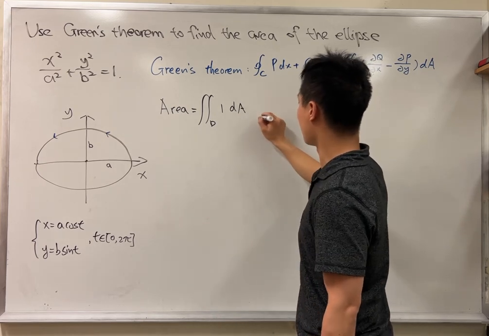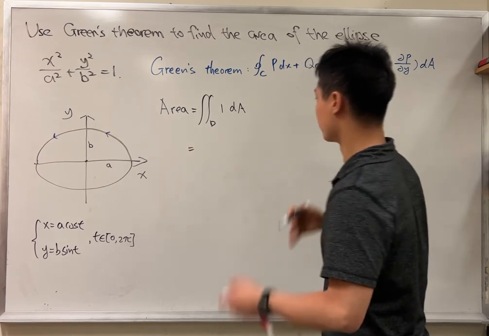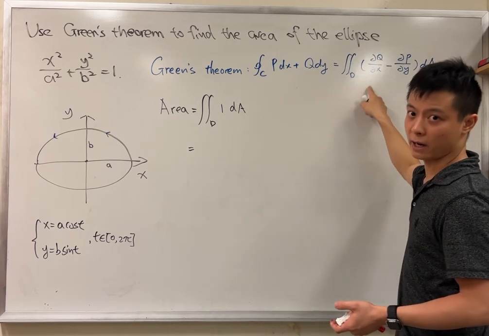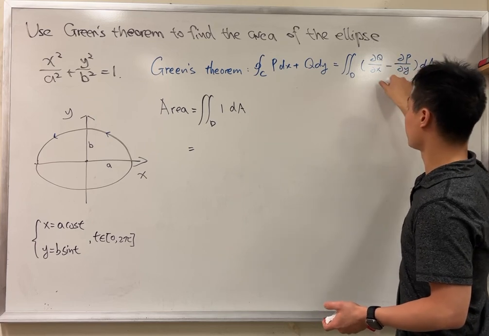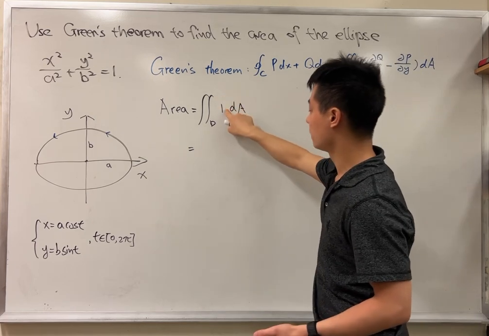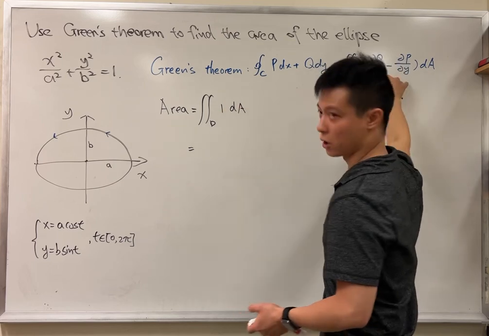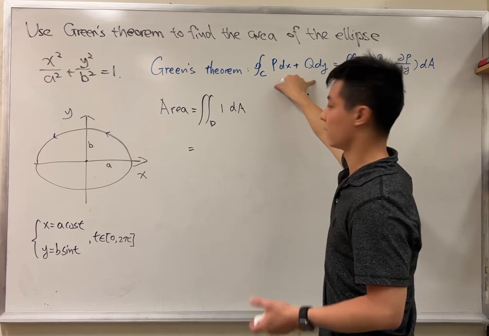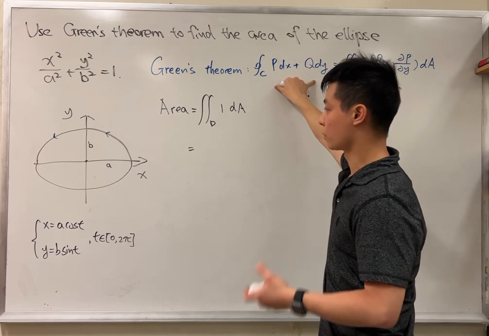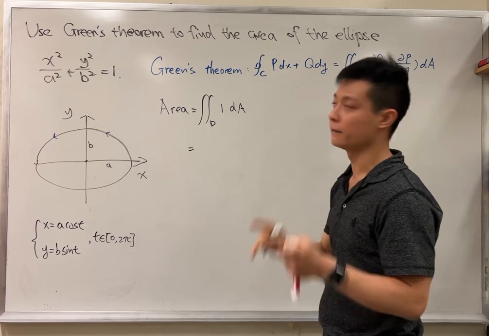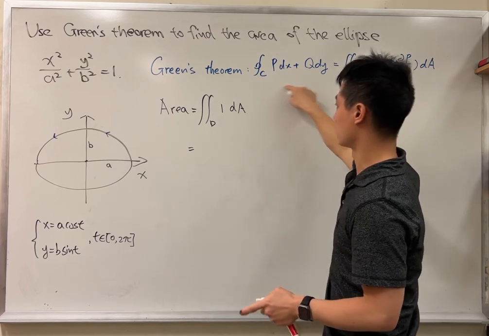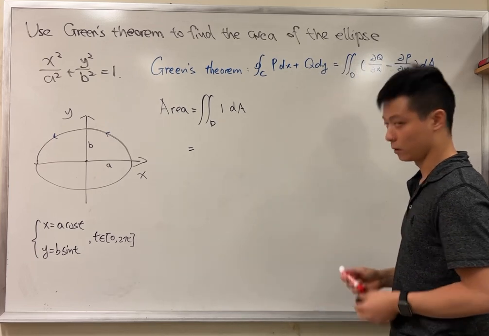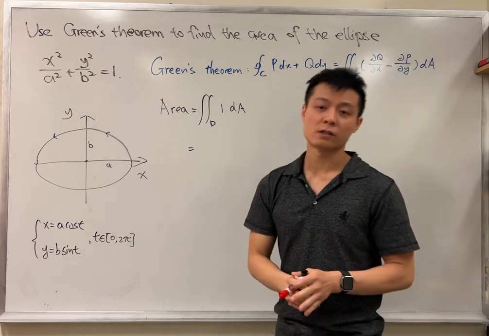Okay, and then our idea is that we want to construct two functions P and Q such that partial Q partial x minus partial P partial y equals exactly 1, so that we can replace this 1 with this expression, and then we will be applying Green's theorem to change that into an expression of line integral, so that we can find the area by finding this line integral. Okay, so now let's try to construct these two functions. Notice that the choice of these two functions is not unique.